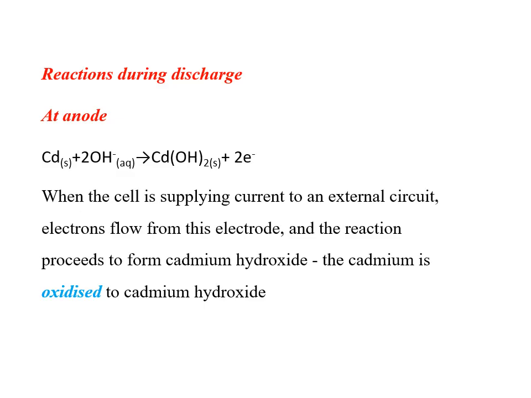Nickel cadmium battery reactions during discharge. At the anode, cadmium plus 2OH minus gives cadmium hydroxide plus 2 electrons. When the cell is supplying current to an external circuit, electrons flow from this electrode and the reaction proceeds to form cadmium hydroxide. The cadmium is oxidized to cadmium hydroxide.